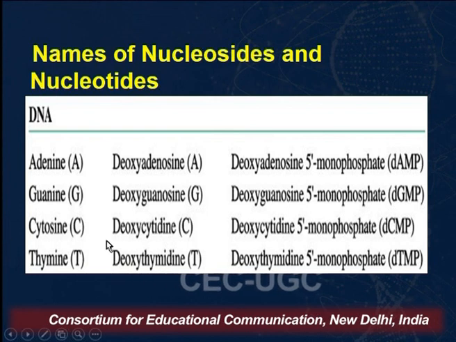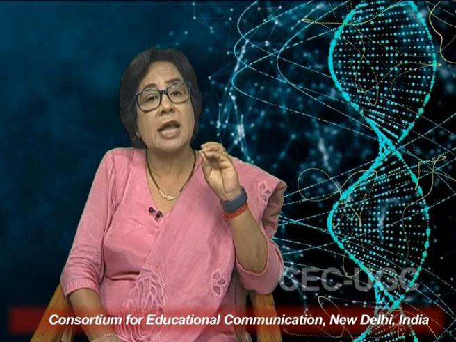If it is cytosine, it will become deoxycytidine, the symbol will be dC, the name of the nucleotide will be deoxycytidine 5-monophosphate, that is dCMP. Similarly, for thymine, it will become deoxythymidine, that is dT, and the nucleotide would be deoxythymidine 5-monophosphate, that is dTMP.